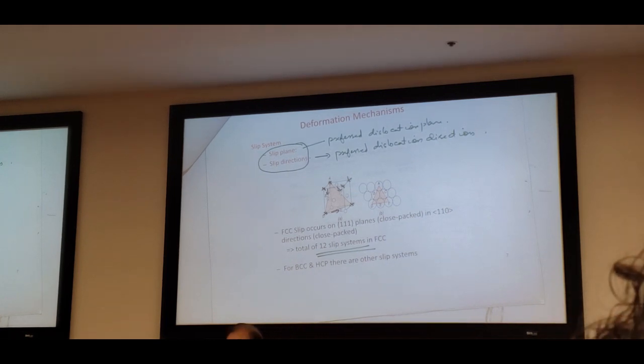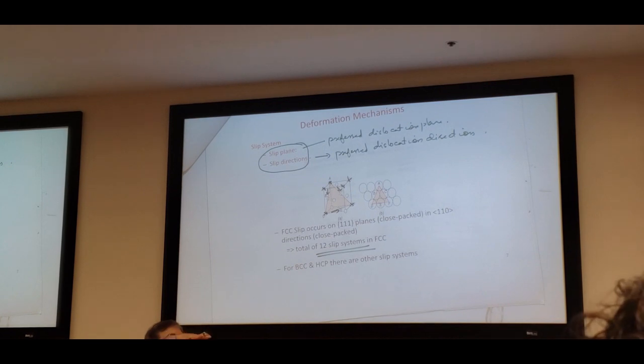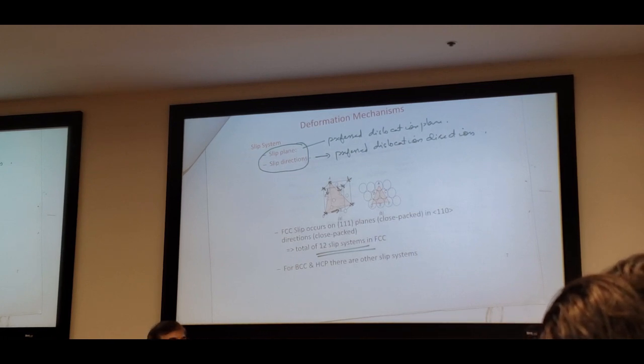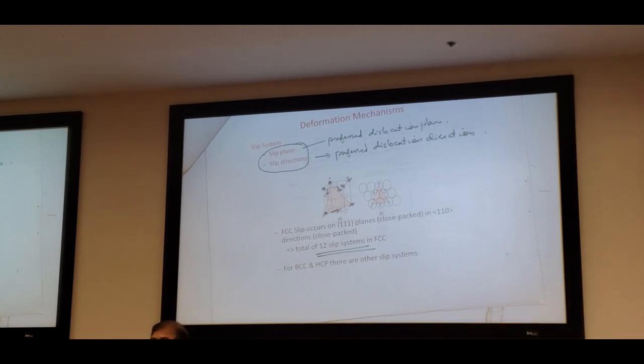The slip plane is the plane along which there is maximum density of atoms, the planar density. Okay, got it? That's the reason why the 111 plane is the preferred plane. In the FCC system there can be a total of 4 111 planes.